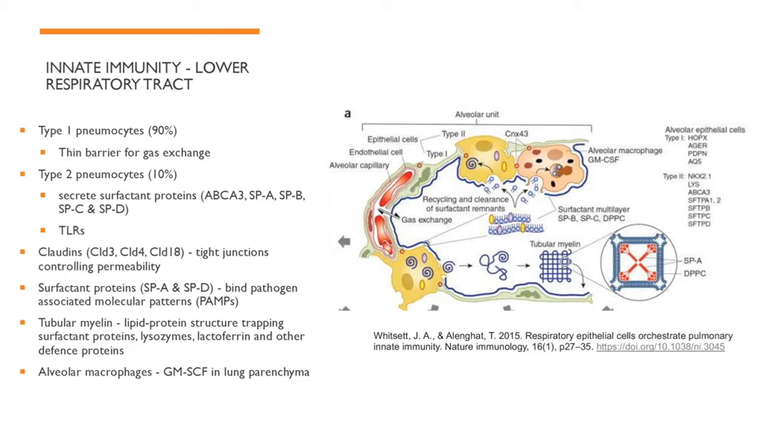The other 10% comprises cuboidal type 2 alveolar cells that are responsible for secreting the surfactant and several surfactant proteins. ABCA3, SPA, SPB, SPC, and SPD help maintain composition. They also express toll-like receptors for the recognition of pathogen-associated molecular patterns, or PAMPs, and act as a progenitor for type 1 cells in the event of damage or renewal.